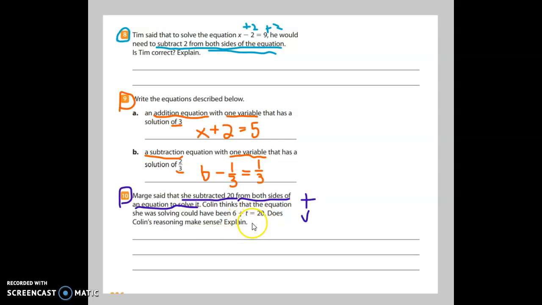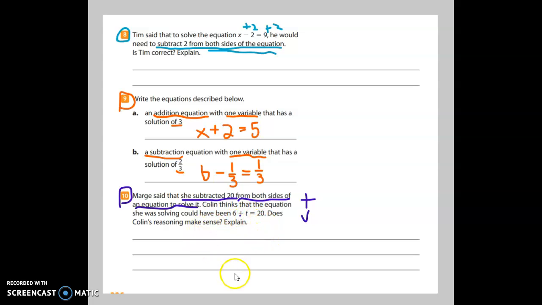Remember that we do the inverse operation. We do the opposite of addition. We subtract to get the variable by itself. So if this 20 is already over on this side, it's already away from the t. It's already away from the variable. There's no reason to subtract it from both sides. You would subtract the 6 from both sides to get t by itself.